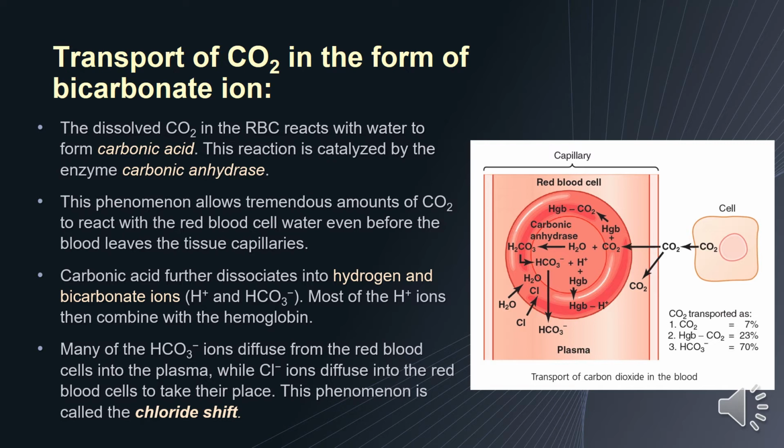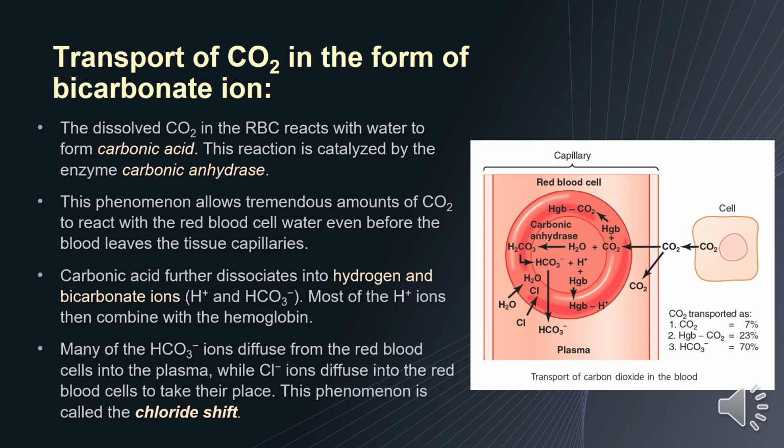As you know, carbonic acid further dissociates into hydrogen ion and bicarbonate ion. Most of the hydrogen ions then combine with the hemoglobin. I hope you know that hemoglobin is a protein with a negative charge, and this will attract the hydrogen ion, and that's why we consider hemoglobin as the most important intracellular buffer.